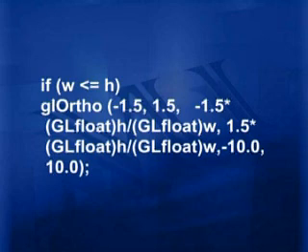If W has a value less than or equal to H, that means if width is lesser than or equal to height, then GL ortho is passed the parameters minus 1.5, 1.5 and minus 1.5 times GL float of H divided by GL float of W, and 1.5 times GL float of H divided by GL float of W. So H over W is being multiplied by 1.5 and minus 1.5 respectively. Then minus 10.0 and 10.0 are the last couple of parameters that are passed to GL ortho.